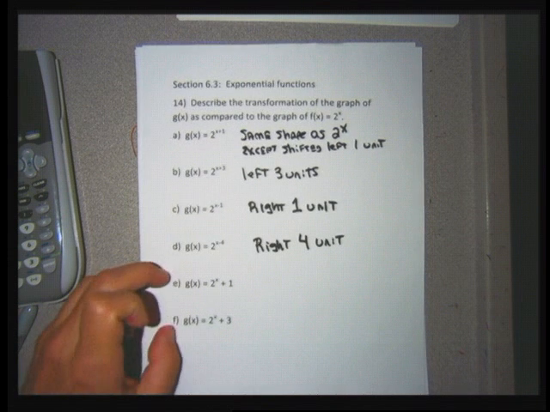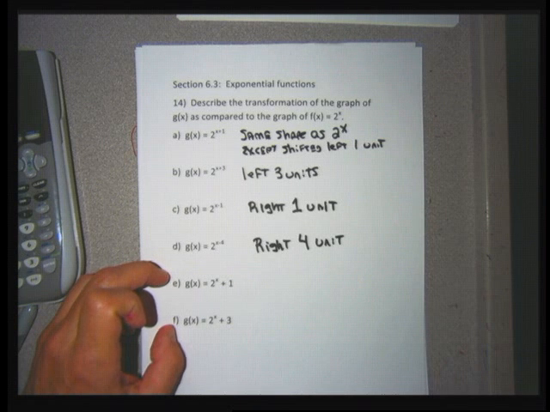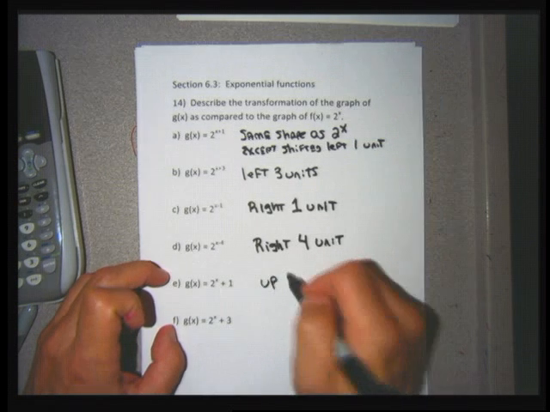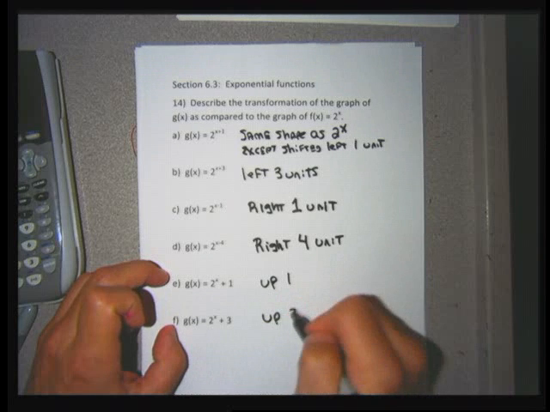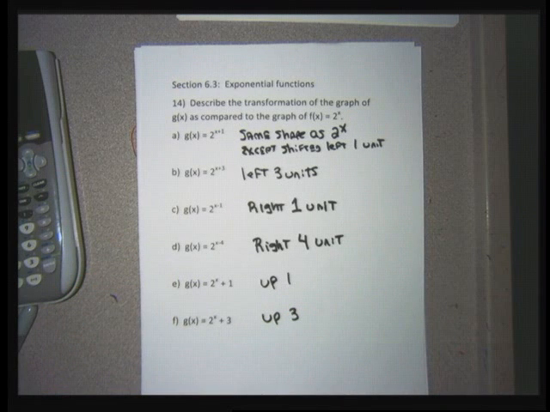These next 2 problems, the plus 3 and the plus 1, aren't part of the exponent. So in that case, the plus moves it up. Minus would move it down. So the graph of E would have the same shape as 2 to the x, except it would be shifted up 1 unit. The graph of F would have the same shape as 2 to the x, shifted up 3 units.